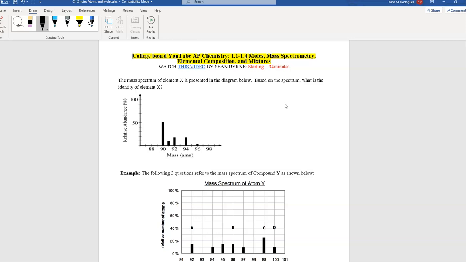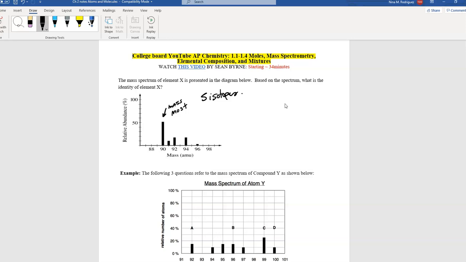As you see right here, 90, 91, 92, 94, 96. So this one looks like I have 5 different isotopes. But the key is who is the most abundant? Well, the most abundant is this peak. So that means my average on the periodic table should be very close to that mass of 90.